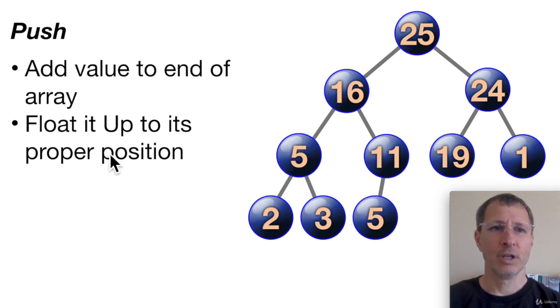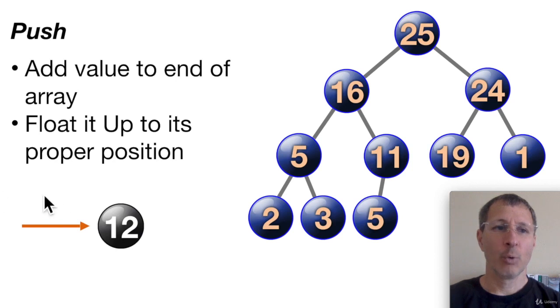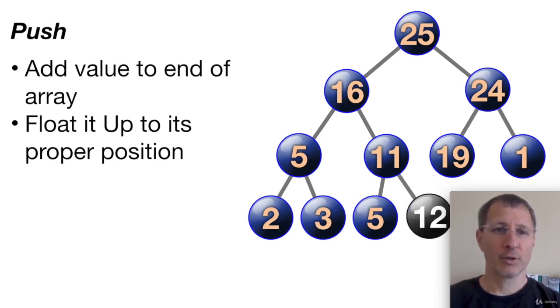So push. We can add a value to the end of the array, and then we float it up to its proper position. So let's look at an example. We want to push a 12 onto this heap. What we're going to do is put it at the very last spot in the array, which is here, right? And we have a spot for it. So in other words, it's going to be 11's right child. It's the last index in the array.